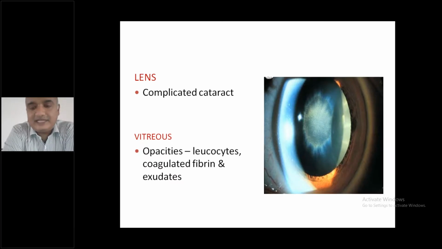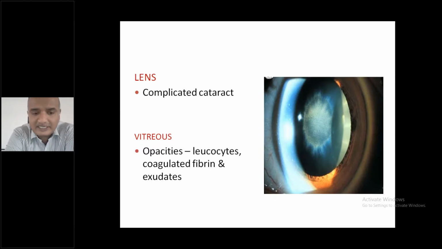What can happen to the lens in the anterior segment? When there is inflammation, the lens nutrition is affected, so that can lead to formation of cataract. A cataract which is formed secondary to intraocular inflammation or due to iridocyclitis is called a complicated cataract. Any intraocular disease which can lead to formation of a cataract is called a complicated cataract.